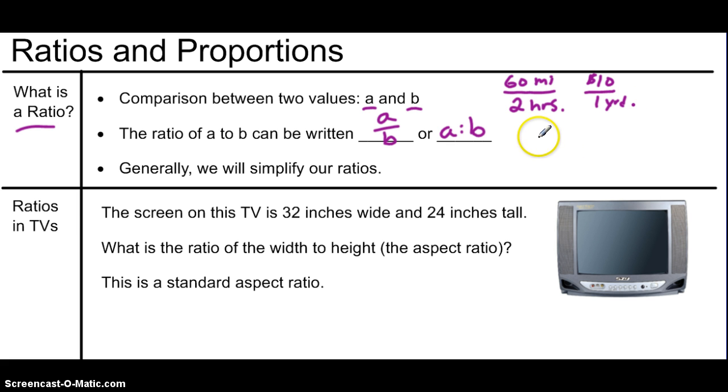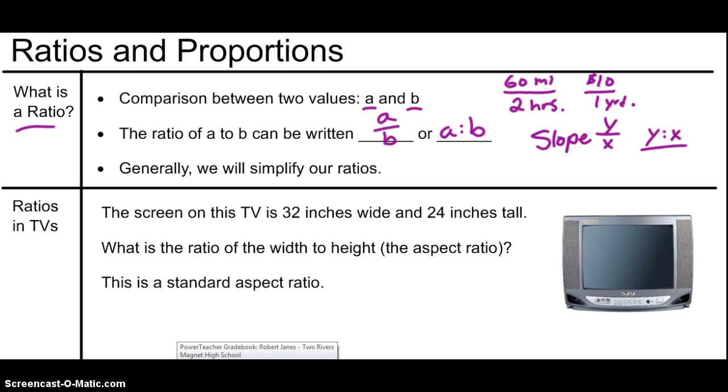And one that we all know is slope. Slope, or the ratio of the change in y to the change in x, that's a ratio too. All presented as a fraction, but it could easily be written with a colon in the middle, like that. Okay. Generally, we will simplify our ratios. Just like we simplify our fractions in slope, we're going to simplify our ratios the same way.